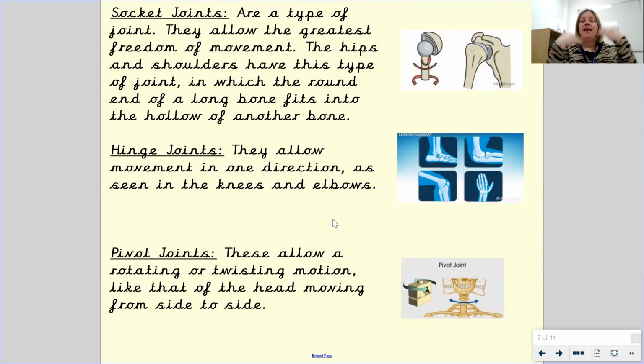Hinge joints. They allow movement in one direction, as seen in the knees and elbows. Pivot joints. These allow a rotating or twisting motion like that of the head moving from side to side. Can you move your head from side to side so you can see how a pivot joint moves?